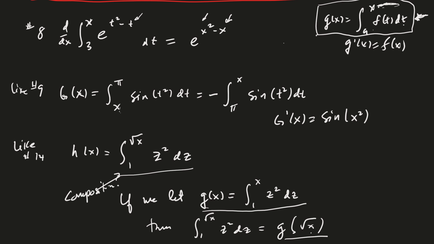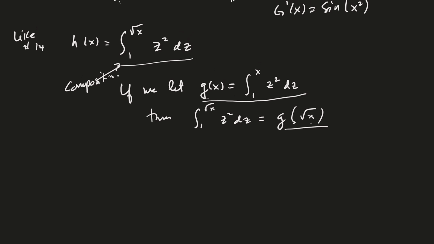Good. And so you could rewrite then h of x is equal to g of the square root of x. And so h prime of x is equal to g prime of the square root of x. But now you have to multiply times the derivative of the square root.